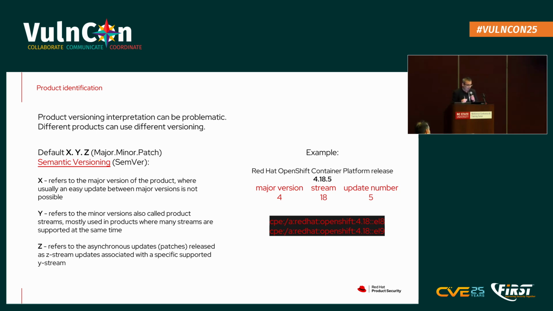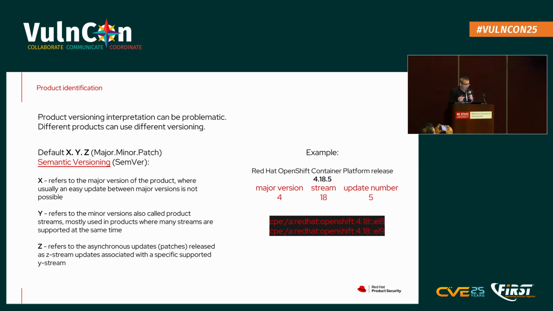At Red Hat, we follow XYZ semantic versioning, where X refers to the major versions of the product, and changes in each major version are not backward compatible, and many times an update from one major version to another one is not that simple. Why?